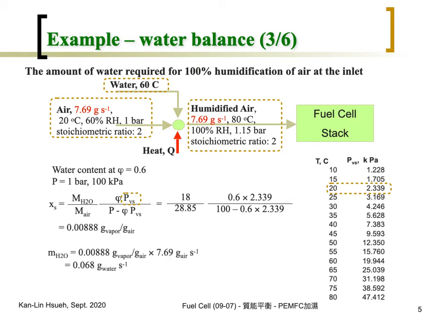So the total water coming in the dry air, we have to multiply by the dry air flow rate, so it's equal to 0.068 gram of water per second. So we know the water coming in on the dry air side. Now next we have to calculate the water going out from the humidified air.